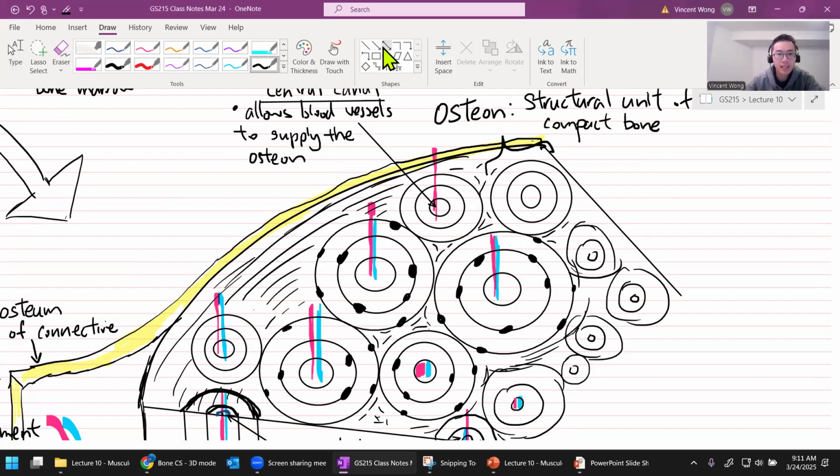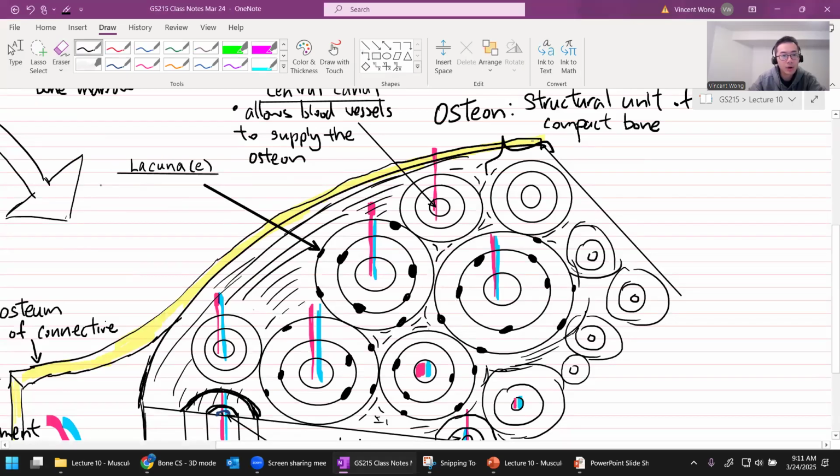So these pockets, I apologize for the weird names, are called lacuna. That's how you pronounce it. And plural would be with an E, okay? And these are pockets where osteocytes are found. Pockets where the osteocytes are found.